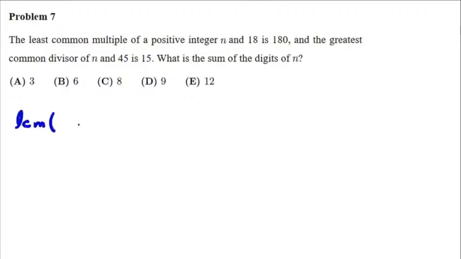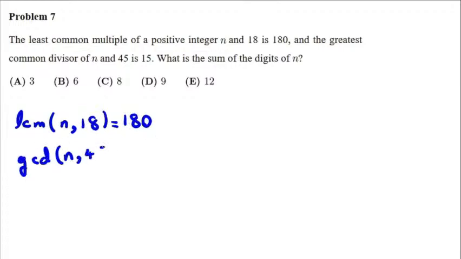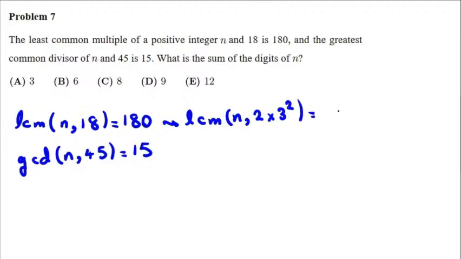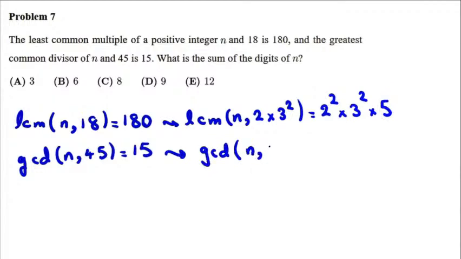Okay, the least common multiple of a positive integer n and 18 is 180. The greatest common divisor of n and 45 is 15. What's the sum of the digits of n? So you should prime factorize, like in the video I released before the exam. LCM of n and 2 times 3 squared equals 180, which is 2 squared times 3 squared times 5. And GCD of n and 45: 45 is 3 squared times 5, equal to 15, which is 3 times 5.